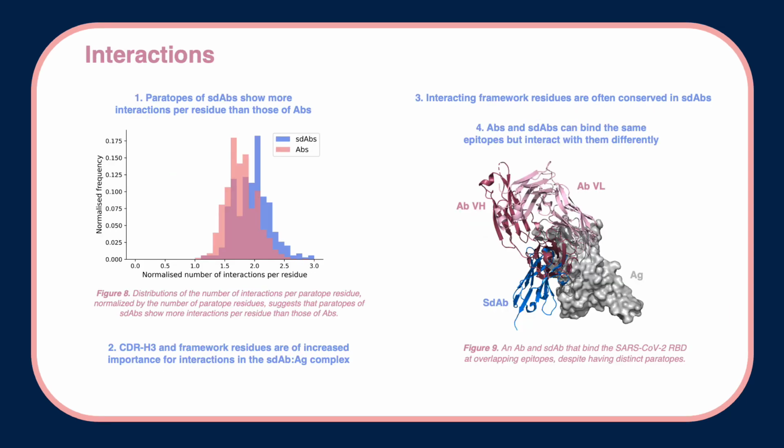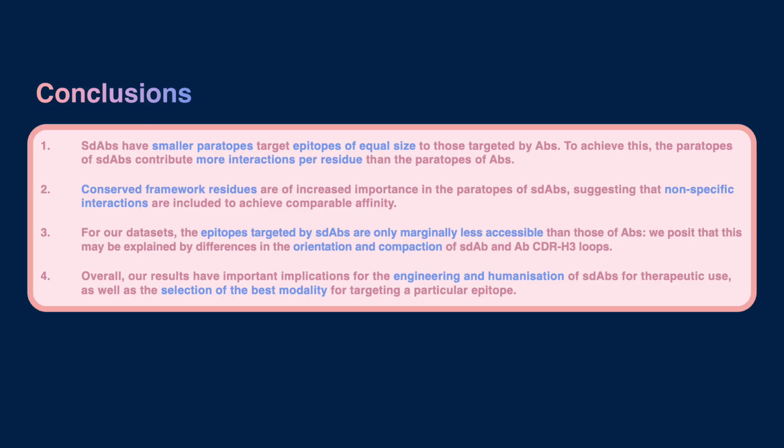So now, moving on to comparing the interactions of these two antibody modalities, we saw earlier that single-domain antibodies have smaller paratopes, but are able to target epitopes of similar size to conventional antibodies. On comparison of the number of interactions, we see that single-domain antibodies may be able to achieve this due to their paratopes initiating more interactions per residue than conventional antibodies. Lastly, we note that framework residues are of increased importance in the paratopes of single-domain antibodies, but these are often conserved, meaning that single-domain antibodies may incorporate less specific interactions into their binding sites.